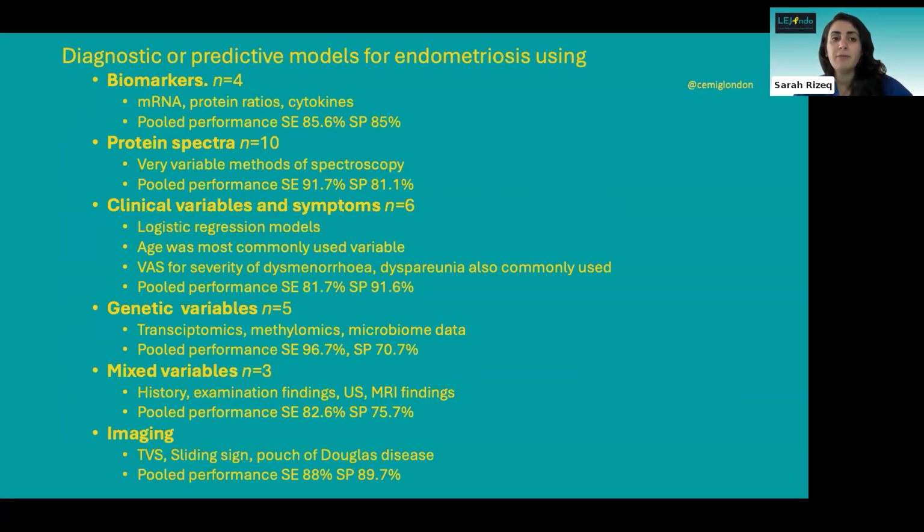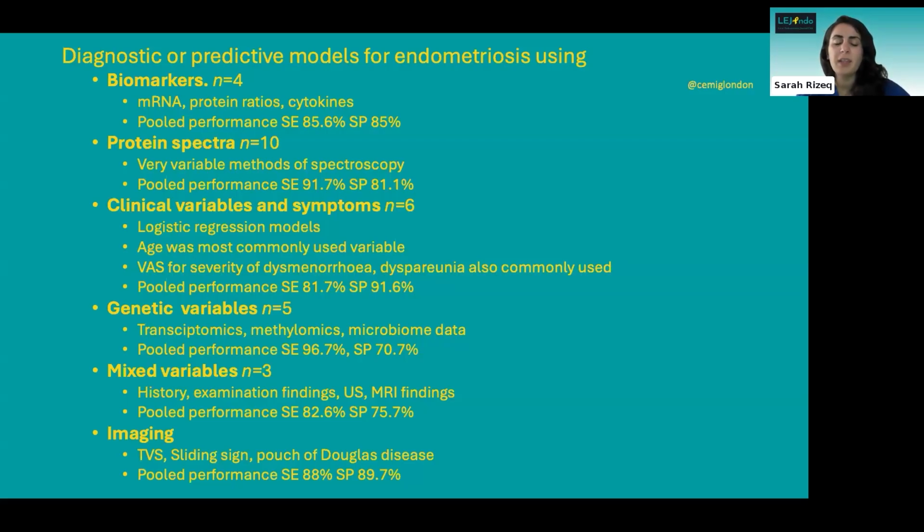So were you putting in results of biomarkers, so mRNA, cytokines? Were they putting in protein spectra results? Were they putting in clinical variable results? Age was the most commonly used variable. Things like VAS scores for dysmenorrhea, dyspareunia were commonly used. Genetic variables, so microbiome data, methylomics. There was then a category of mixed variables.